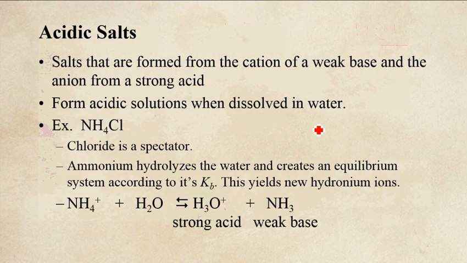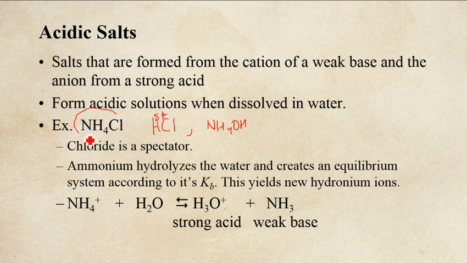So then we look at acidic salts. Acidic salts are salts formed of the cation of a weak base and the anion of a strong acid. So if I have ammonium chloride, I would say my salt came from hydrochloric acid and ammonium hydroxide. And this is a strong acid.